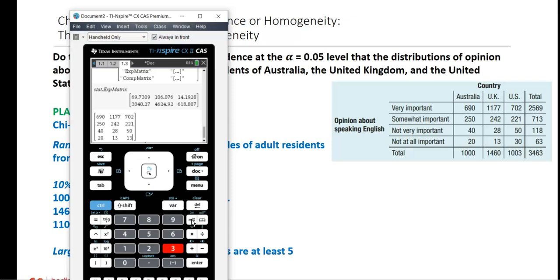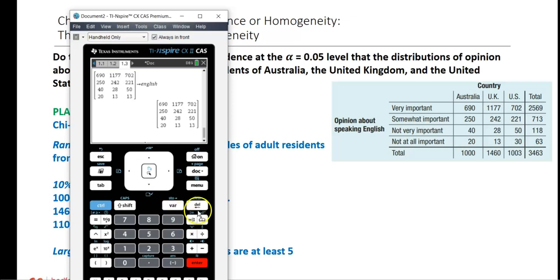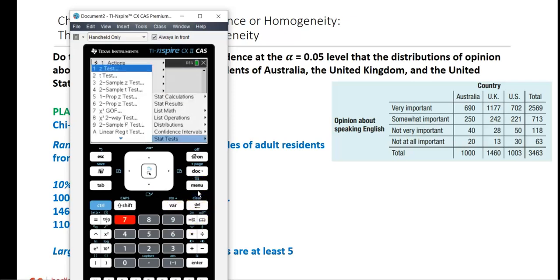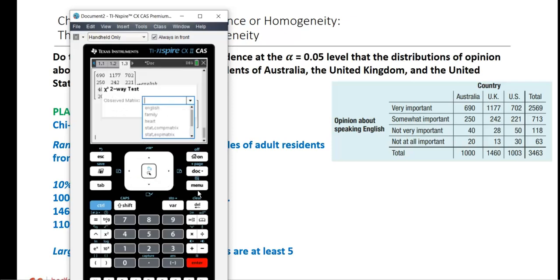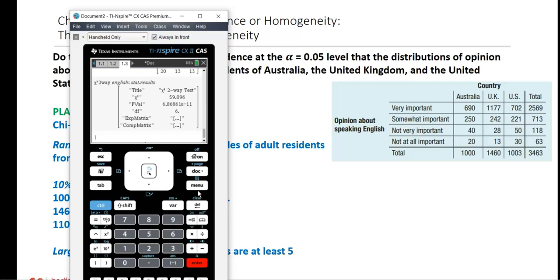See if that looks right. Okay, I think that looks good. So we're going to store that. So Control R, English. Do the test, menu 6-7, type a two-way table, two-way test for chi-squared. It's called English. There it is.